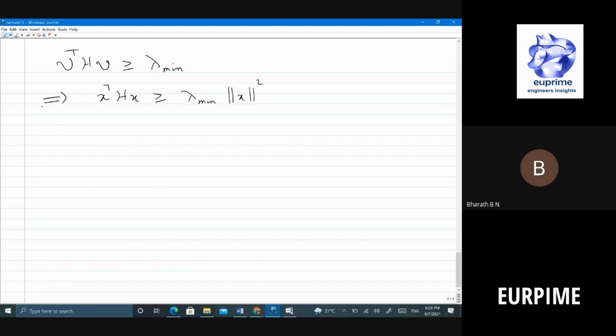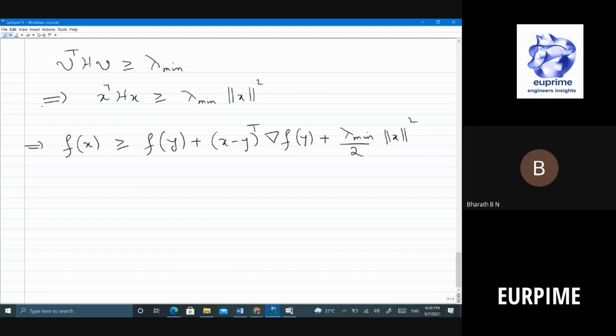Fine. So then using this, what can you say about f of x? f of x is greater than or equal to f of y plus x minus y transpose gradient of f at y plus lambda min by 2 norm of x squared. Really nice result, right? So now I get a lower bound. And similarly, I can also get an upper bound.